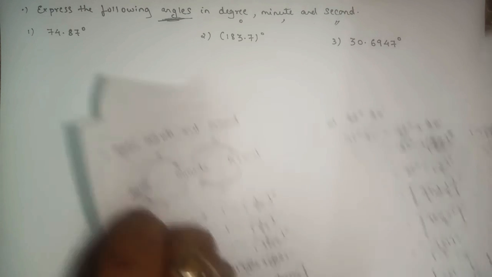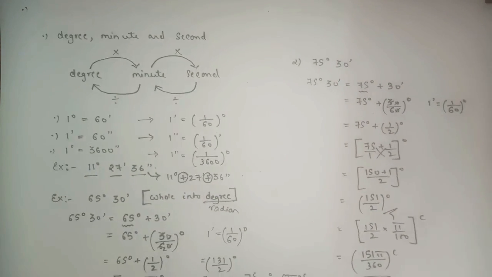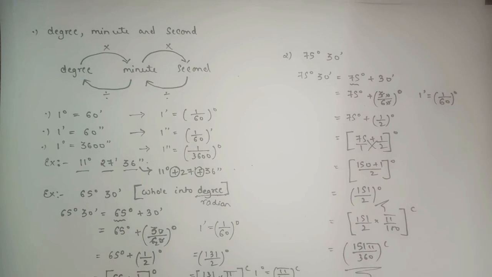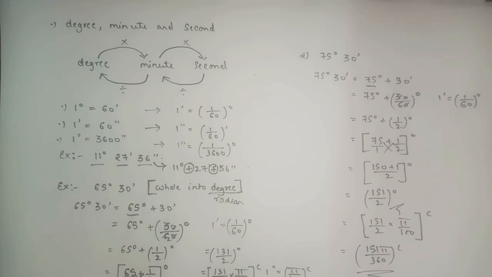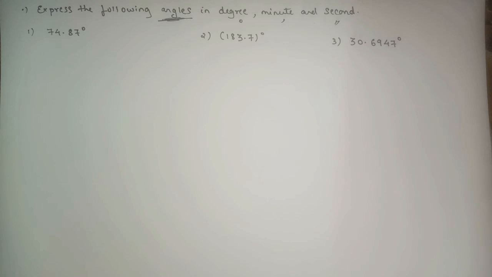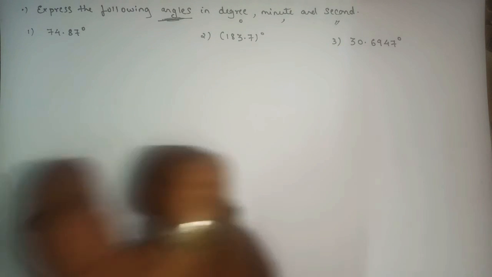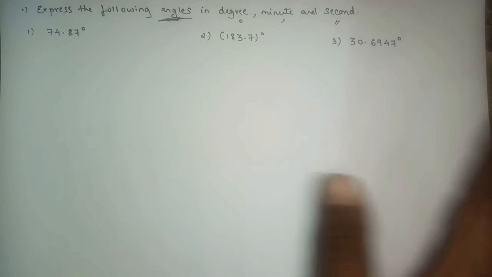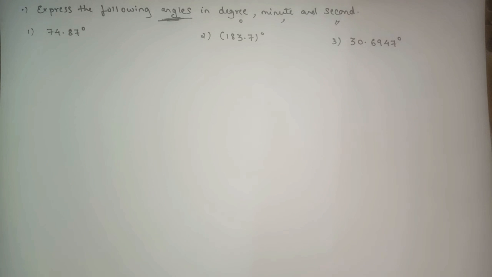Okay, I hope you all understood this basic conversion between degree to minute, minute to second, and second to minute and minute to degree. Now we'll see a very important sum from the exercise: how to convert angle into degree, minute and second. So this question is very important from the exam point of view. Okay, so now we'll see the conversion now here.